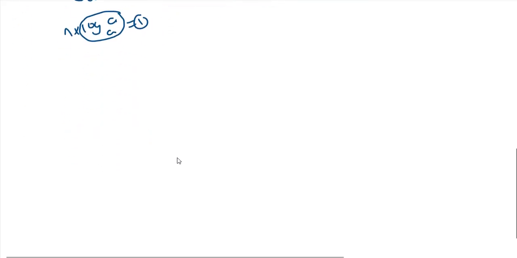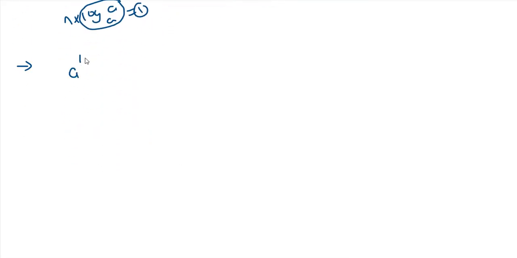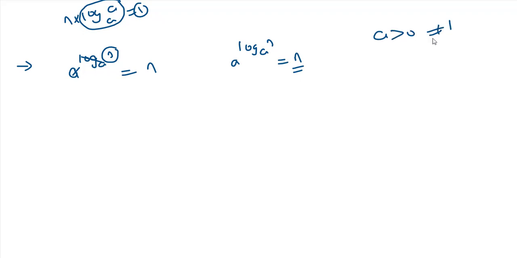Let's see the next property. a raised to log n to the base a will be equal to n. So if we have a number which is raised to a logarithm having the same base a, the base and the log will cancel out, and we'll be left with the number itself. So if we have an expression of the form a raised to log n to the base a, its value will be equal to n. Again, the value of a can be anything which is positive, but it cannot be equal to 1.